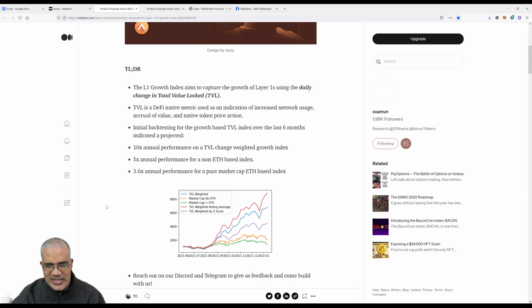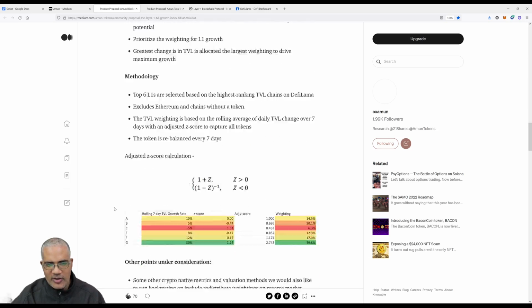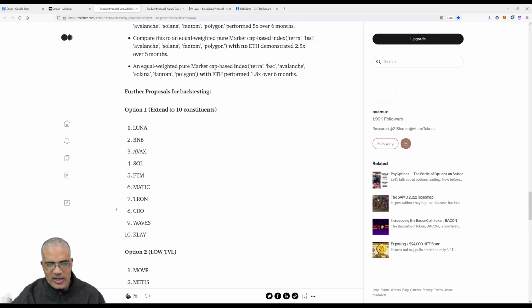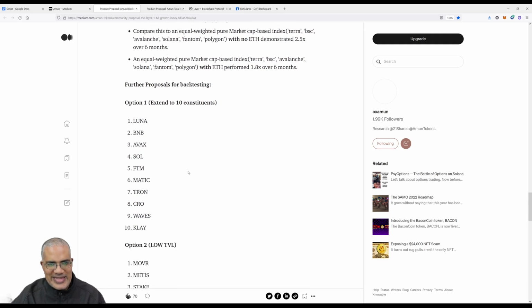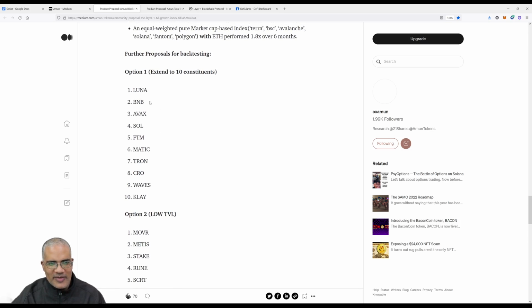So the layer one index, the idea is that all the constituents of the index, we'll go down and have a look at that right now. There's a few options right here. All the constituents will be the staked versions of these. So when you buy option 1, for example, you'll have staked Luna, staked BNB, staked AVAX, staked Solana. All of these will be earning interest.